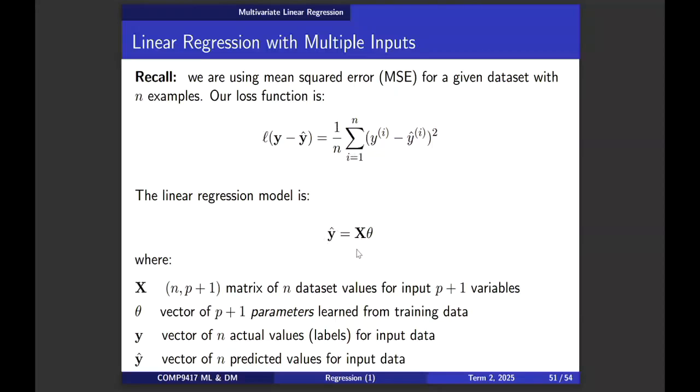So y hat, predicted y values, equals X, the matrix X of all of the rows and columns in the data for all of the x's, times theta or b or beta or whatever, weights if you want, it doesn't really matter. So here's what that is. X is an n by p plus 1 matrix. Theta is the vector of the parameters, p plus 1. Y is the labels, the actual values in the data, and then y hat is the vector of predicted values.